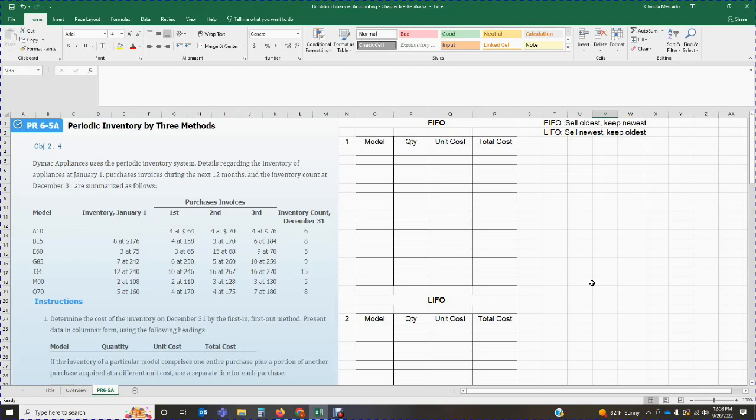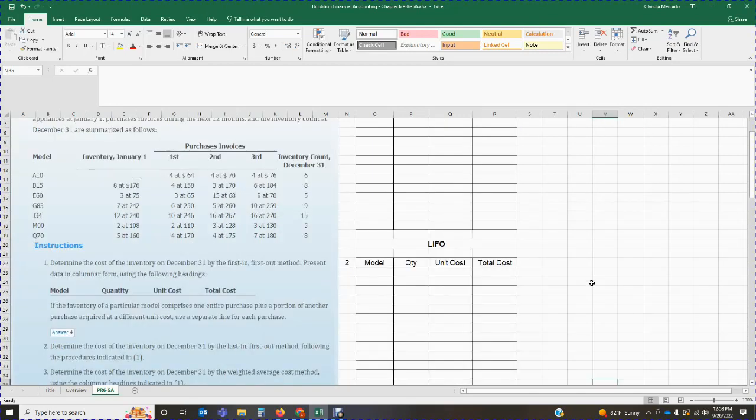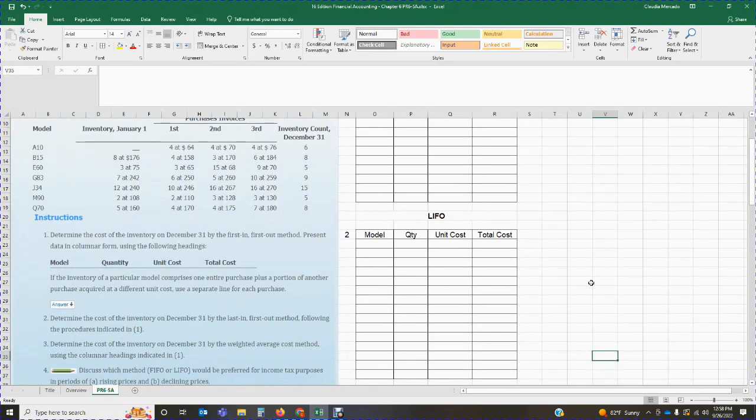So it says determine the cost of the inventory on December 31st by using the first in, first out method. Present data in a columnar form using the following headings. So we're going to use model, quantity, unit cost, and total cost. We're going to do the same thing for FIFO, for LIFO, for weighted average cost. Those are number 1 through 3. Okay, so we're going to have to figure out the cost of our inventory valued using the 3 different valuation methods.